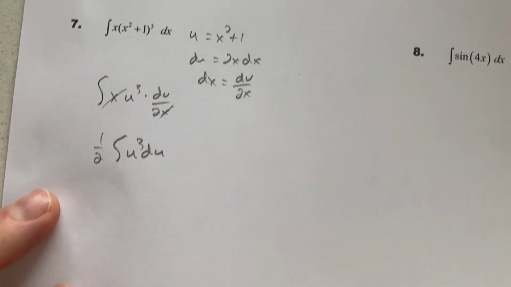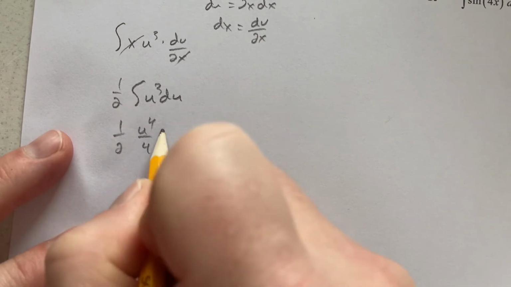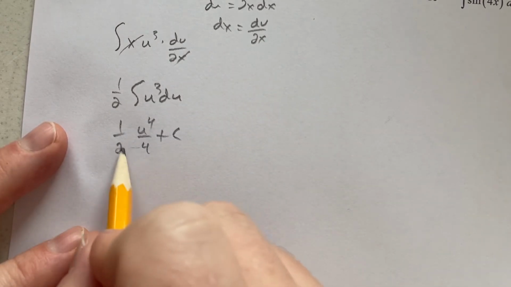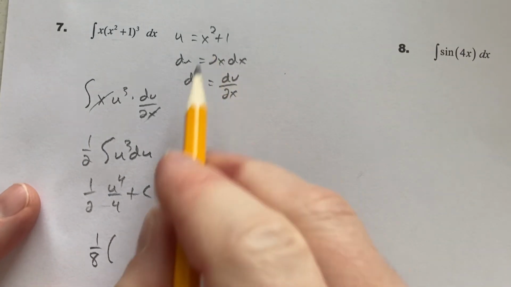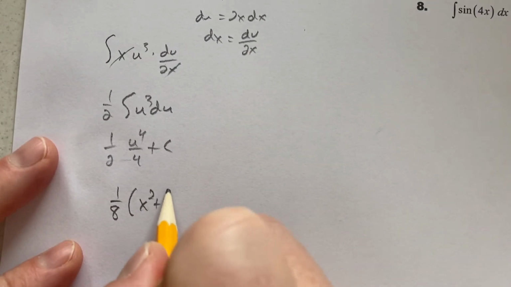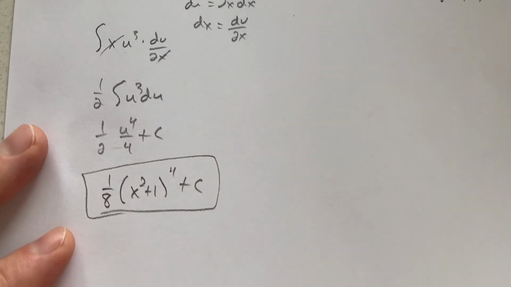And now I'm looking at that. Integral of that is u to the 4th over 4 plus c. Combine, this will be 1/8 times, bring back my x squared plus 1 to the 4th power plus c. There's my answer.